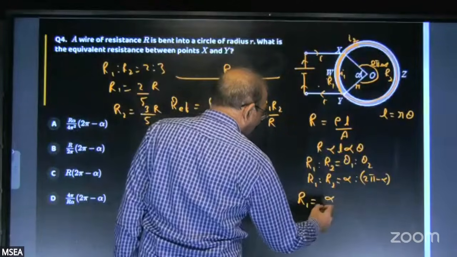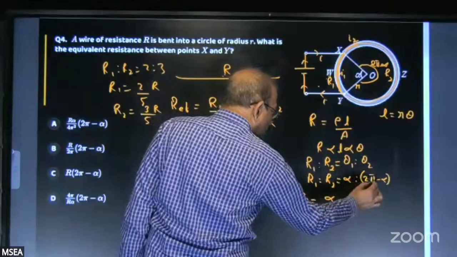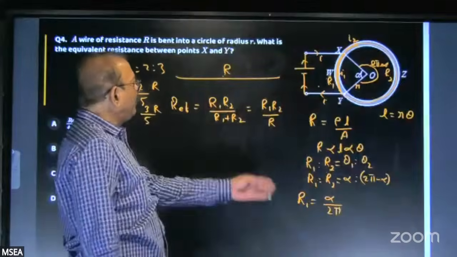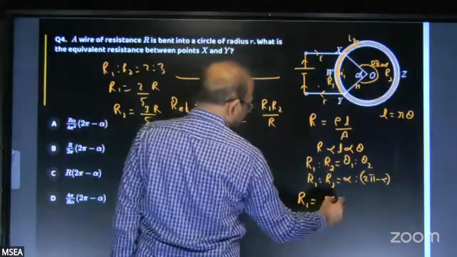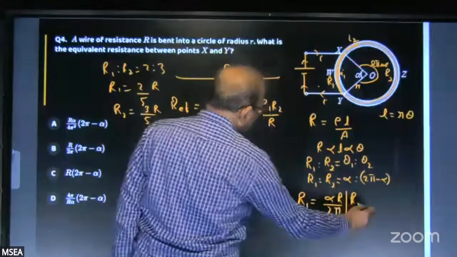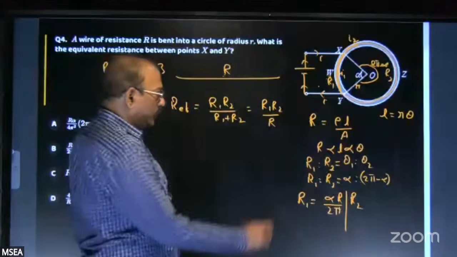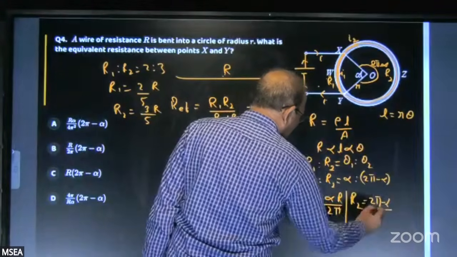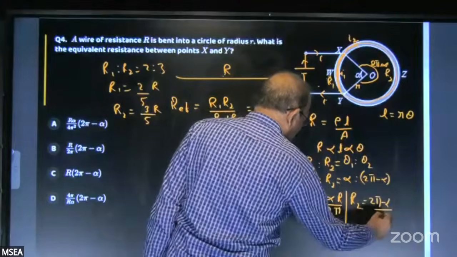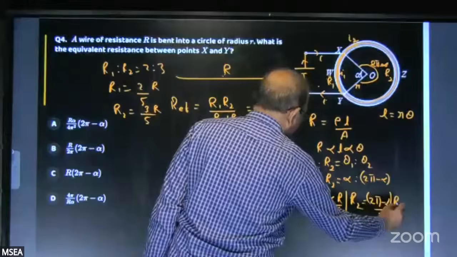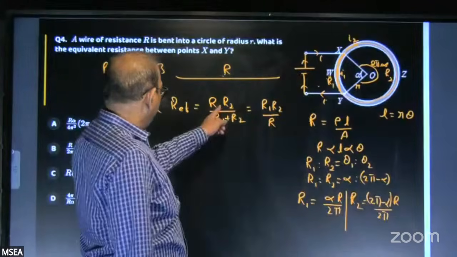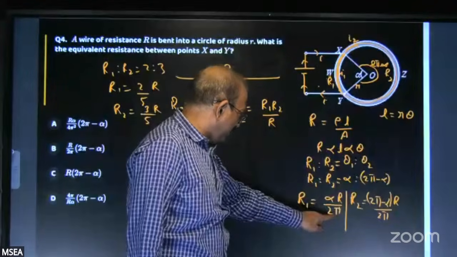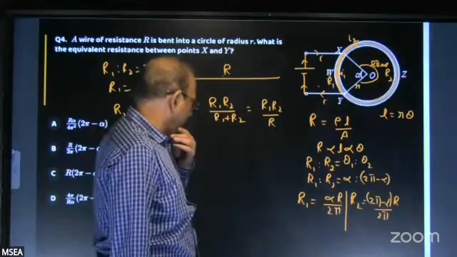R1 is alpha by alpha plus 2 pi minus alpha. The total angle is 2 pi, so R1 is alpha by 2 pi into total resistance. What is R2? R2 is 2 pi minus alpha by the sum of these two, meaning total angle 2 pi, into R. Now I have to substitute here. If I substitute and take R1 into R2, in the denominator 2 pi into 2 pi, I am getting 4 pi square.